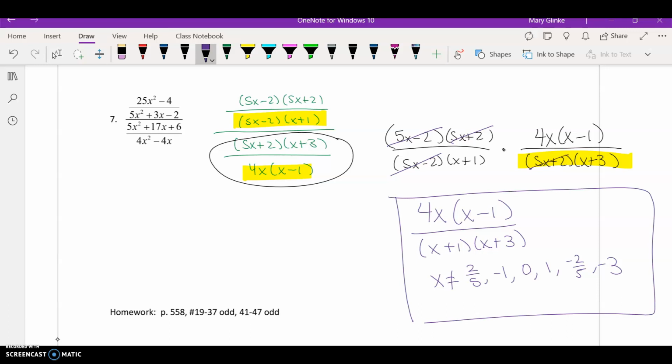Okay, so that is how you simplify rational expressions. You multiply them and you divide them.